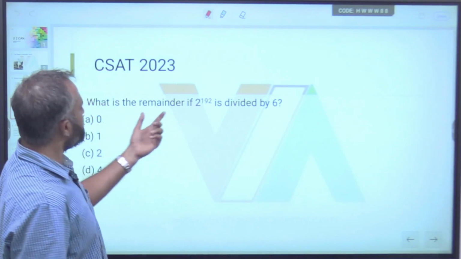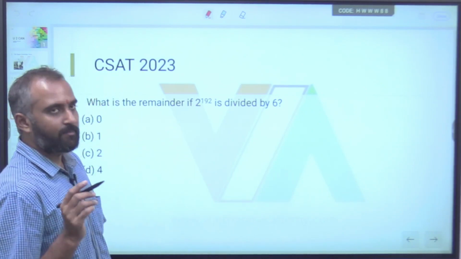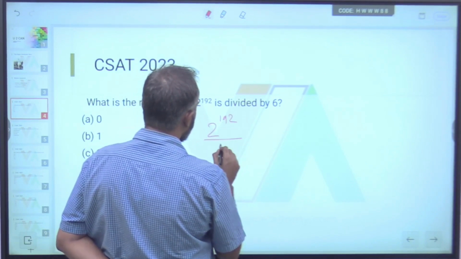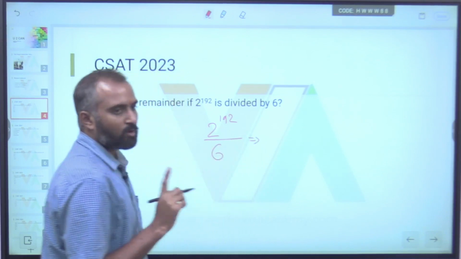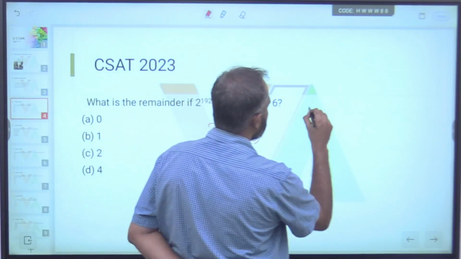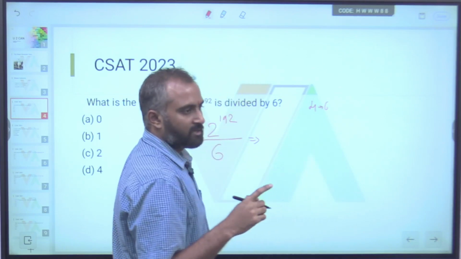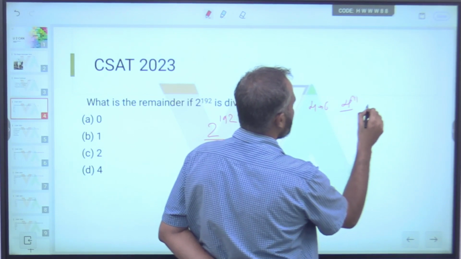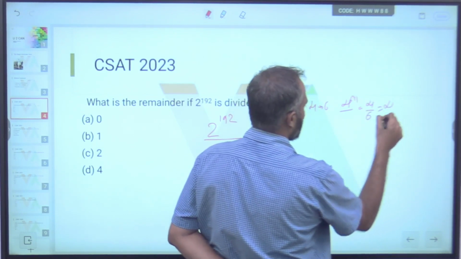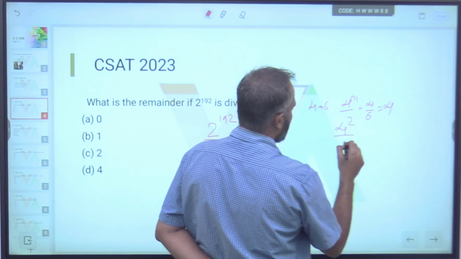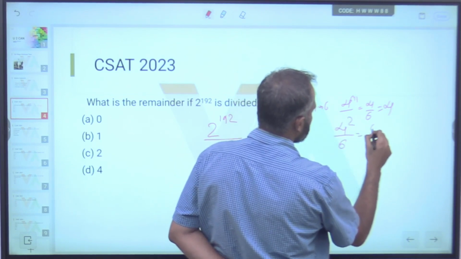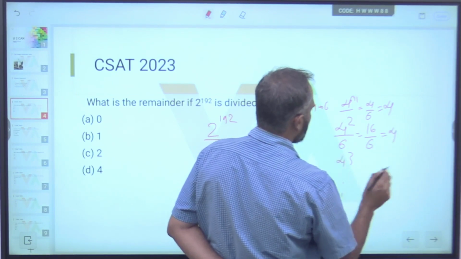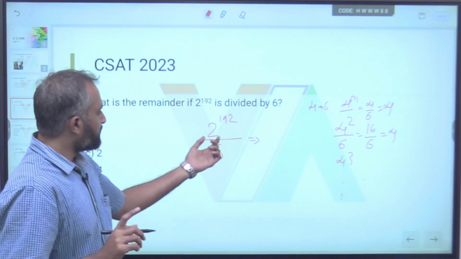He is asking what is the remainder if 2 to the power of 192 is divided by 6. There is a unique property, especially between 4 and 6, which says that when you divide a power of 4 by 6, 4 to the power of 1, which is 4 by 6, gives a remainder of 4. Consider 4 square by 6, which is 16 by 6. You will get a remainder of 4. 4 cube, and so on. So, can we use that property here?